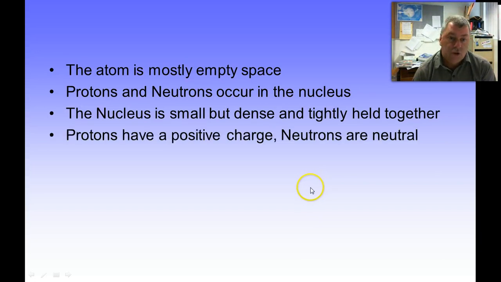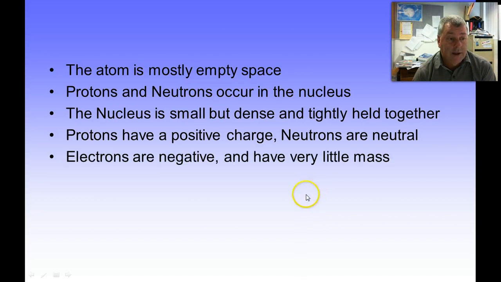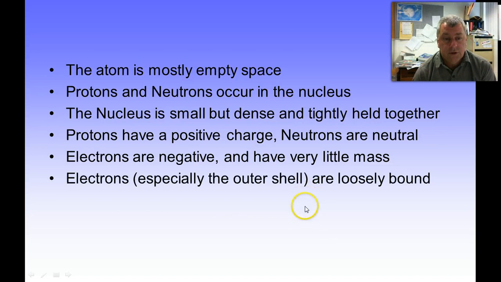Protons have positive charge, neutrons have negative charge. We don't need to know about quarks in our stuff. Electrons are negative and very little mass, and the electrons occur in the outer shell and loosely bound. So that's a recap of everything we learnt in physical science.